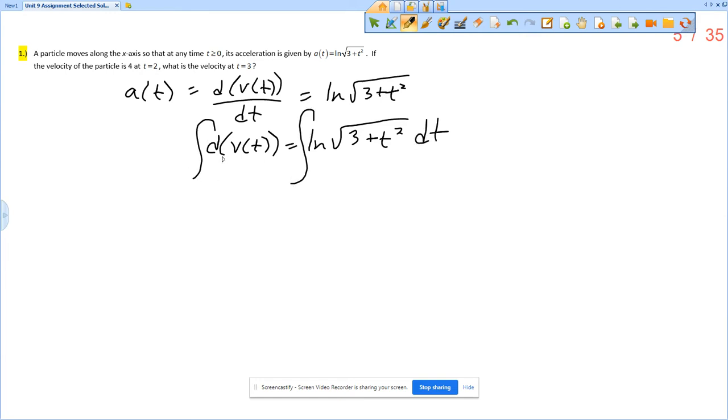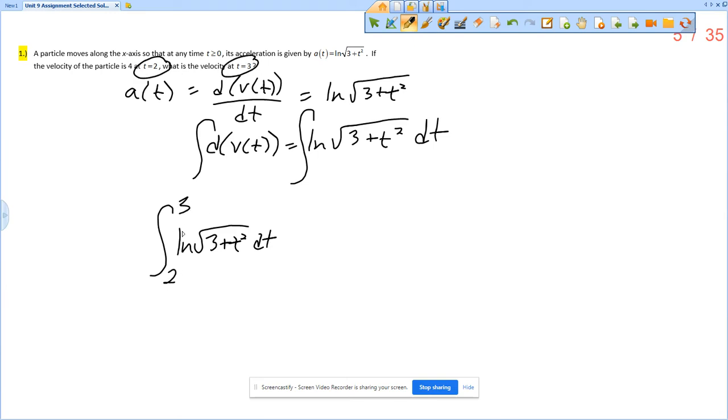Now, what we need to realize is that we cannot integrate the natural log of the square root of 3 plus t squared because a u substitution would not work. And so this is where we need to turn this into a fundamental theorem of calculus problem. So we're going to integrate the natural log of the square root of 3 plus t squared with respect to t, but we have to do it from t equals 2 to t equals 3, right?